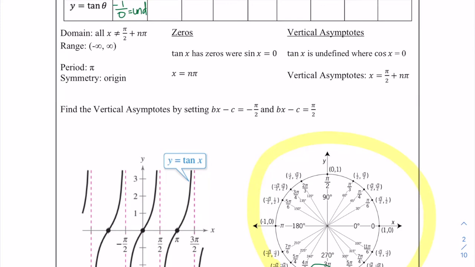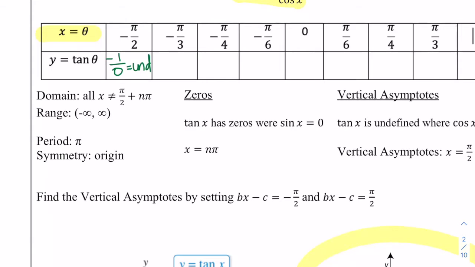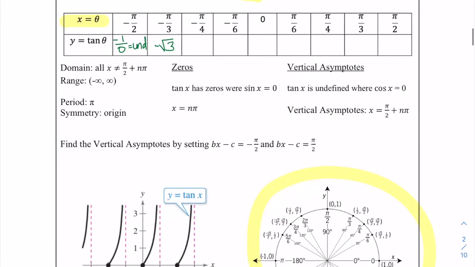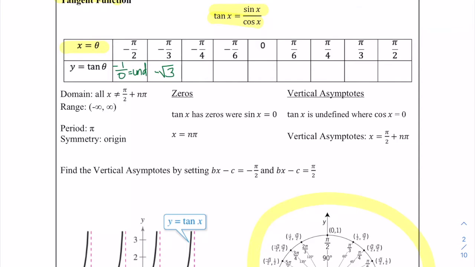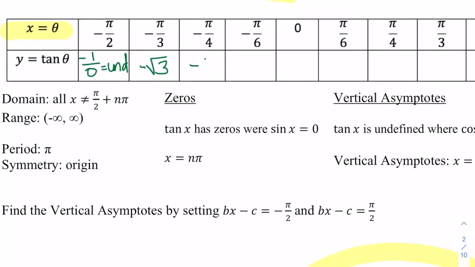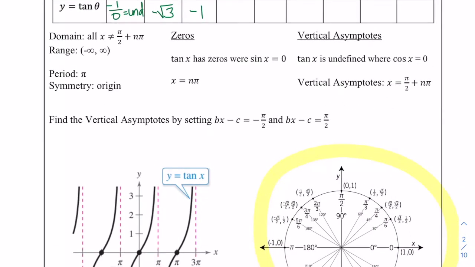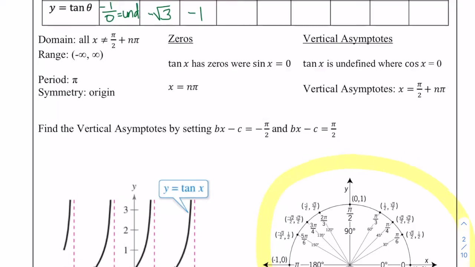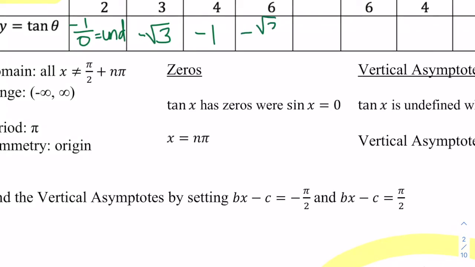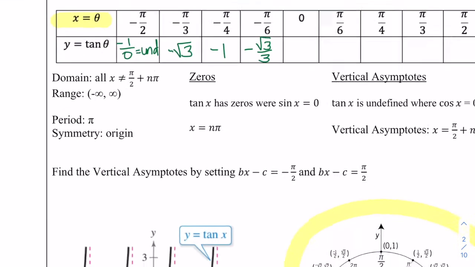At -pi over 3, which is also 5 pi over 3 in the fourth quadrant, we're going to have -√3 over 2 divided by 1/2. So that will just be -√3. At -pi over 4, well, that's also a 45, 45, 90 triangle, but we know that we're going to have the same values for x and y, just one will be negative, so that's -1. At -pi over 6, we're going to have -1/2 divided by √3 over 2, 1 over -√3. Well, we could just rewrite that as -√3 over 3.